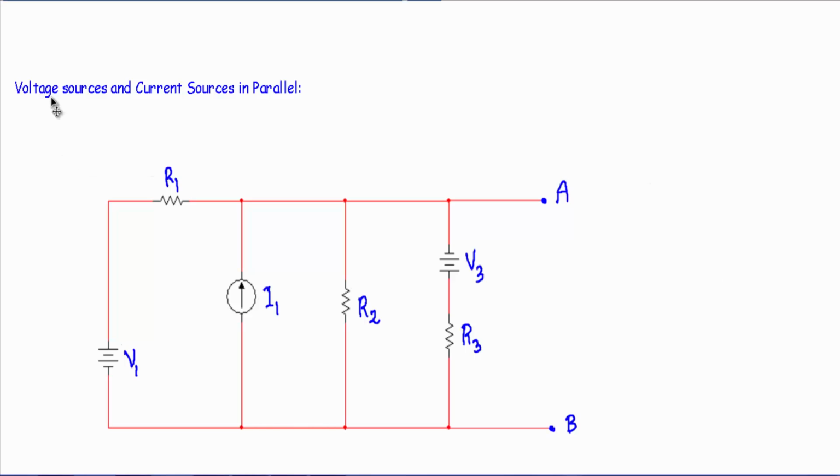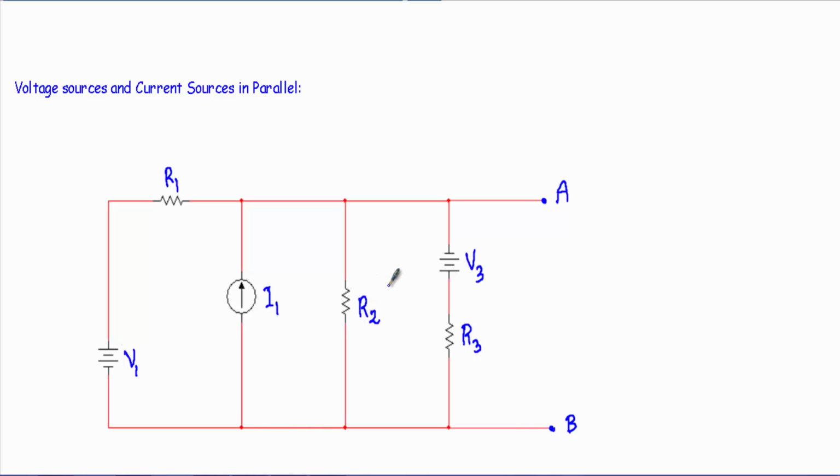Now let me talk about the third case, when the voltage sources and current sources will be in parallel. See, in this circuit I have a voltage source in series with resistance R1, a current source I1 in parallel with resistance R2, a voltage source V3 in series with resistance R3. If I have a circuit like this, in this circuit I can apply Millman's theorem. That means I can convert all the sources into a single voltage source or current source, and all the resistances to a single equivalent resistance.